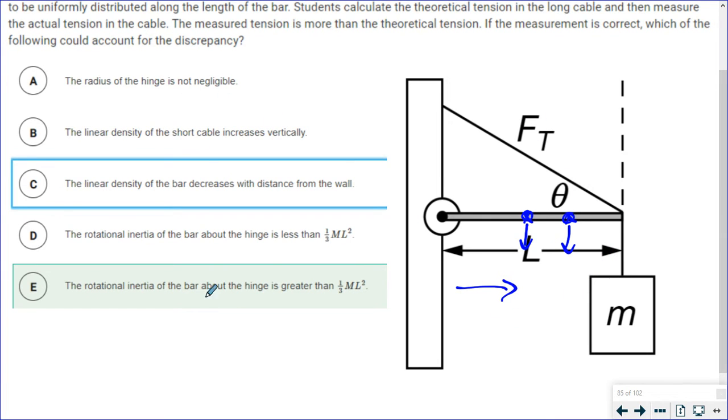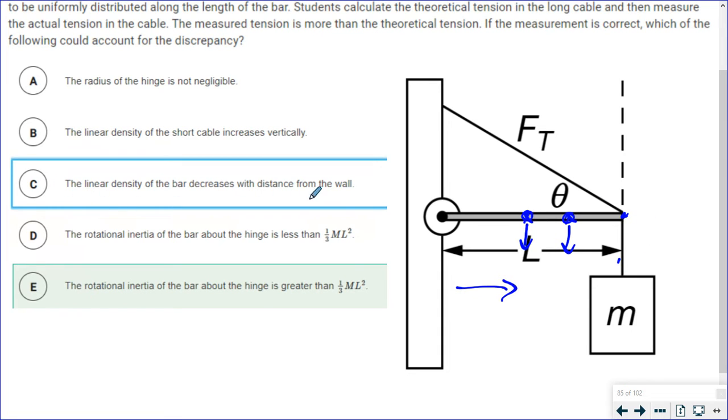So which of these works? The radius of the hinge is not going to make an impact here. It's in static equilibrium and it's not changing any of your forces. Linear density of the short cable increases vertically. That won't make a difference because it's still going to be acting at this point. All of the mass below it will be acting at the same point.